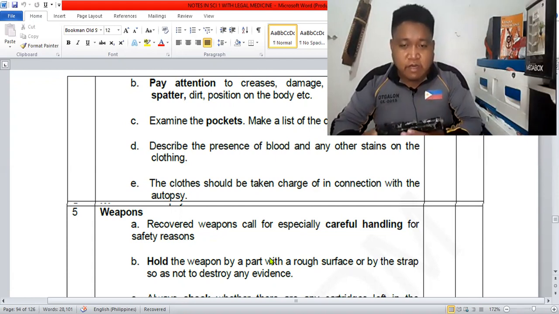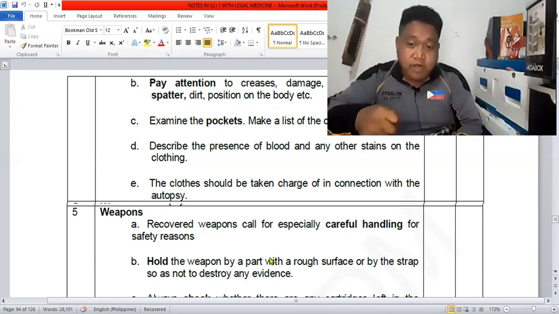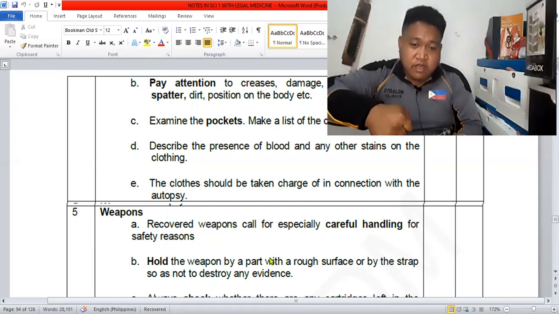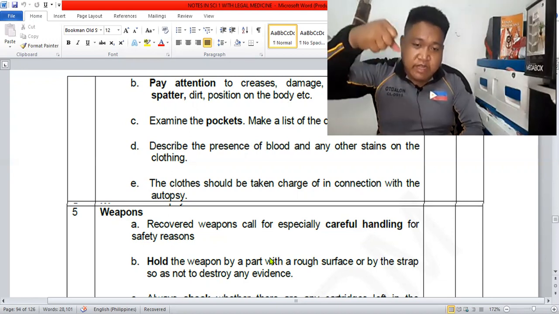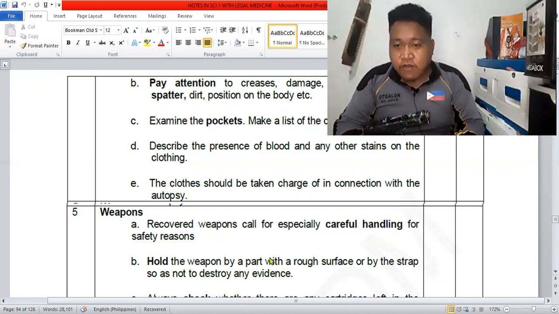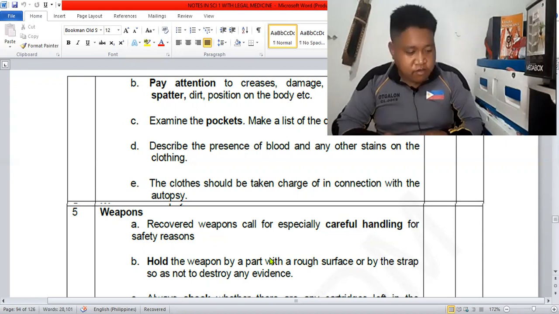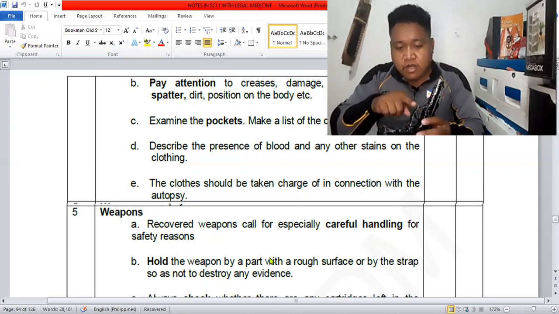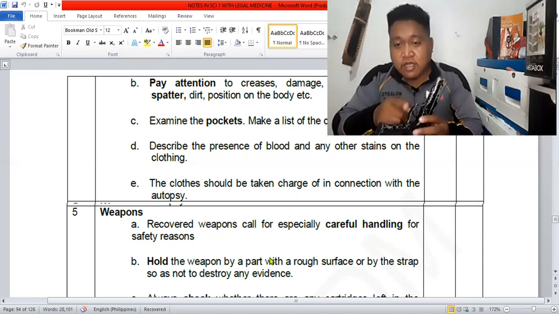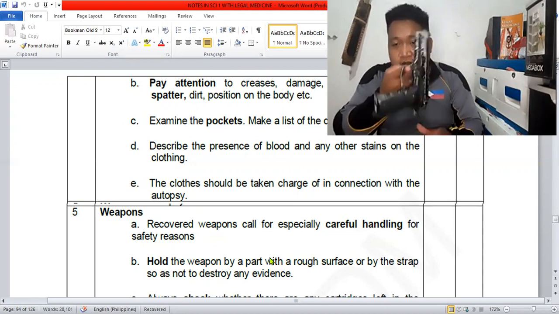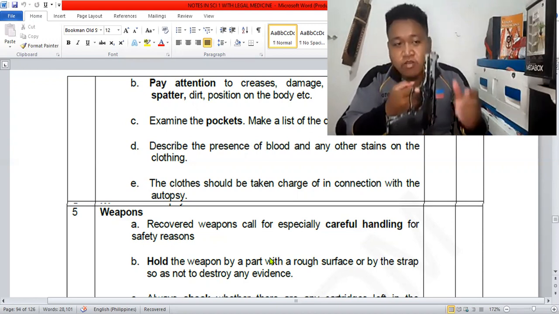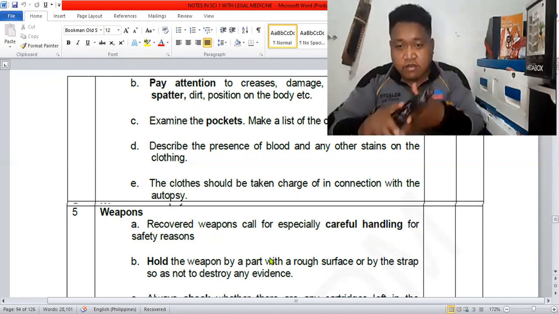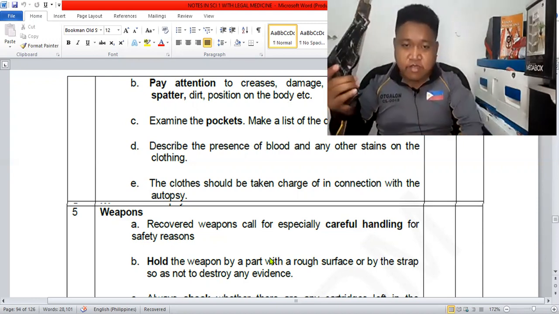Or kung M16 yan, then kung long firearm yan, then use the strap. You just carry, use the strap to carry it or lift it, no? Or gumamit ka ng string, or ball pen. Then ipasok mo dito sa kanyang trigger guard, then i-lift it, no? Hindi yung kung saan-saan mo yan hawakan. Okay? And always remember safety.